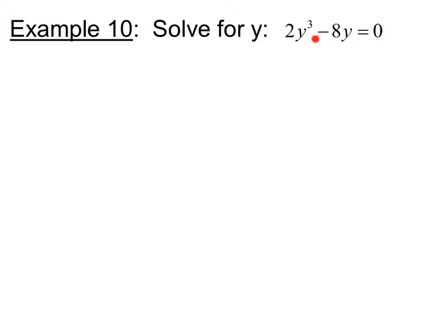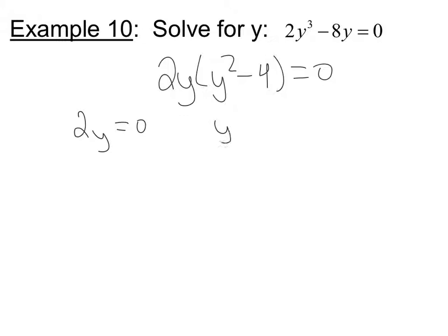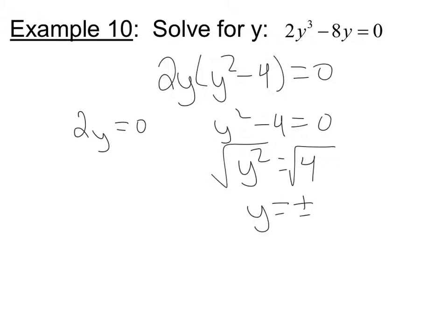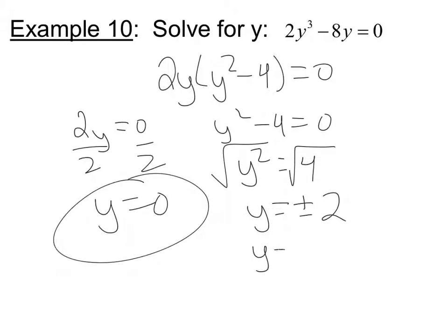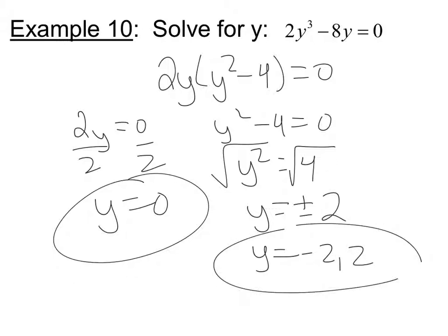Alright, so some more factoring here. What do they have in common? So they have y to the 1st and 2. So factor out the 2y. What are you left with? y squared minus 4. So now we have 2y equals 0. y squared minus 4 equals 0. y squared equals 4. Square root, you get y equals plus or minus 2. Divide by 2, y equals 0. Okay, so there, and you can say negative 2 comma 2. All right, let's keep going.